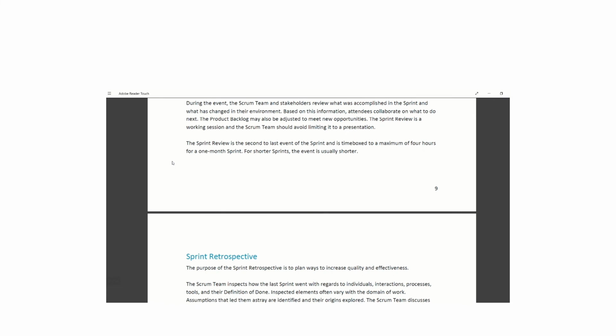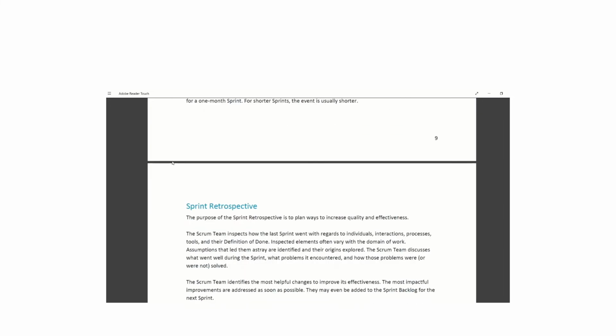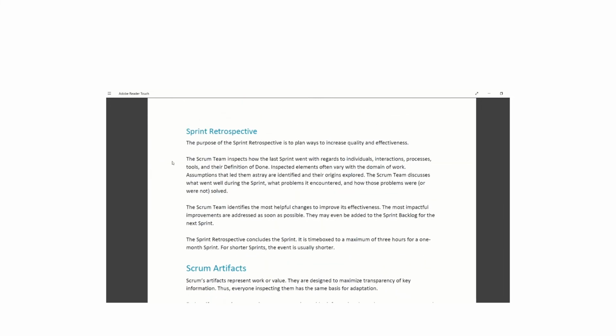The sprint review is the second to last event of the sprint and is time boxed to a maximum of 4 hours for a 1 month sprint. For shorter sprints, the event is usually shorter. Sprint retrospective. The purpose of a sprint retrospective is to plan ways to increase quality and effectiveness.